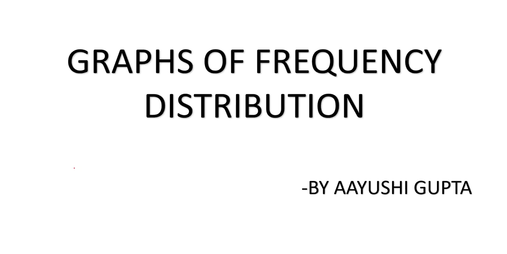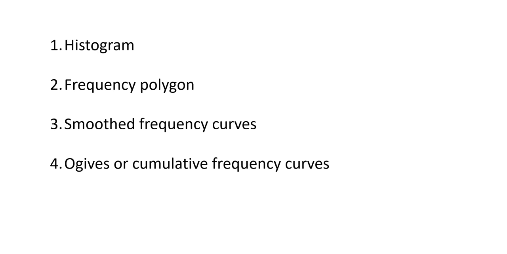So in our previous videos, we talked about frequency distribution and the ways of constructing frequency distributions. Now we'll talk about how to construct graphs of frequency distribution. So let's start. First of all, let's see what are the four graphs that we'll be talking about. Histogram, frequency polygon, smoothed frequency curves, and the fourth one is Ogives or cumulative frequency curves.